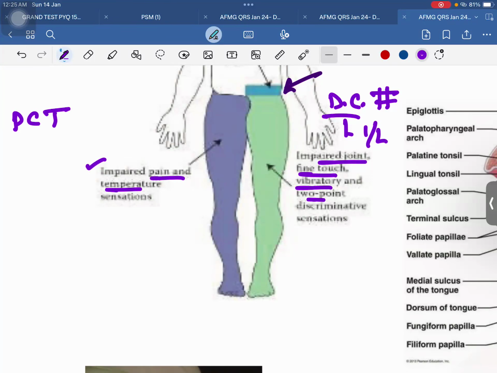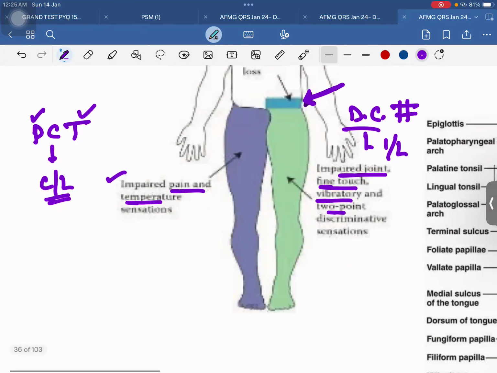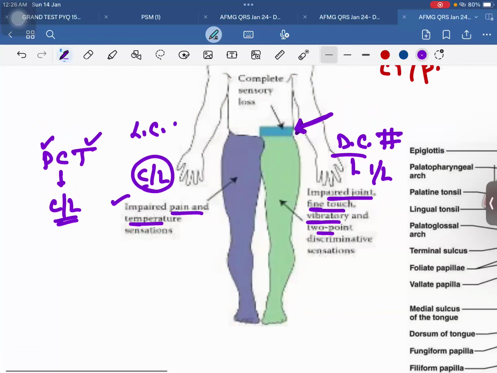Because PCD is the mnemonic: pain and temperature are always contralateral, beta. So as you are able to see, the damage is on one side of his body, but he has lost the pain and temperature from the opposite half of his body. So there is a contralateral loss of pain and temperature, whereas ipsilateral loss of joint position, fine touch, vibration sense, stereognosis, or 2-point discrimination, right? So that has to be remembered.